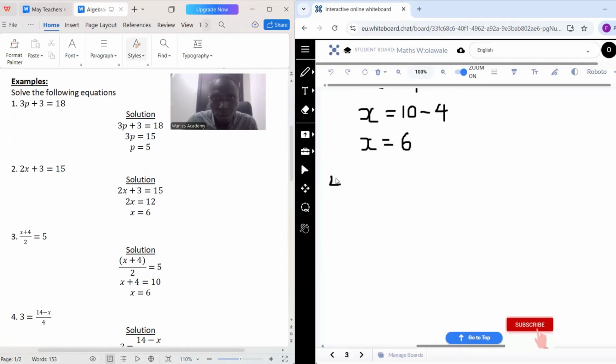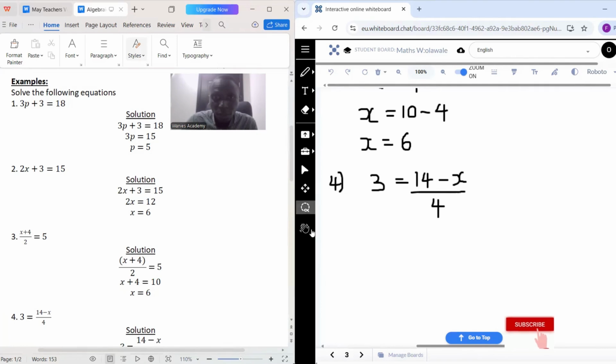Question 4. Here we have the equation 3 = (14 - x) over 4. The first thing I want to do here is to clear off the fraction that we have on the right hand side of the equation. And how are we going to clear off the fraction? We want to multiply both sides of the equation by 4, which is the denominator of the fraction on the right hand side.